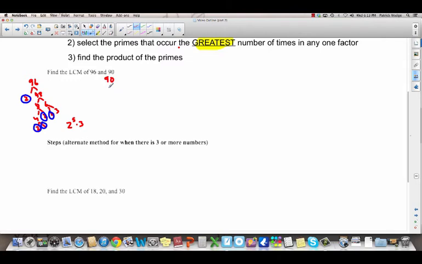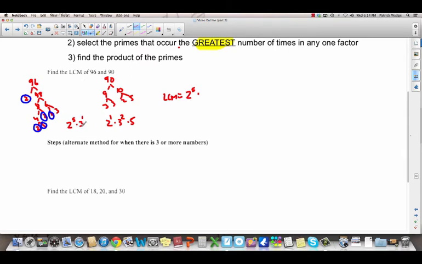Okay, for 90, well, I could do 9 times 10, and 3 times 3, and 2 times 5. So it's 2 times 3 squared times 5. Okay, just like with the greatest common factors, we look at the factors, but this time we take the biggest exponent. So here we have a factor of 2, 5 of them, and here we have a factor of 2, just 1 of them. What's bigger? The 5. So we have 2 to the 5th. This is how we get our lowest common multiple. 2 to the 5th. We're going to multiply that, right?